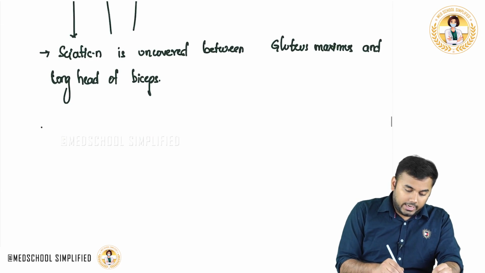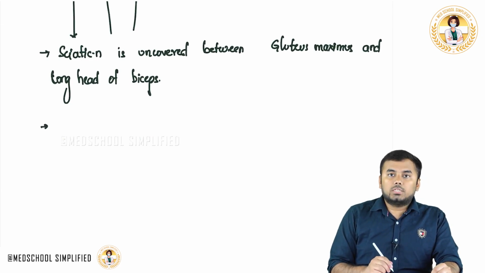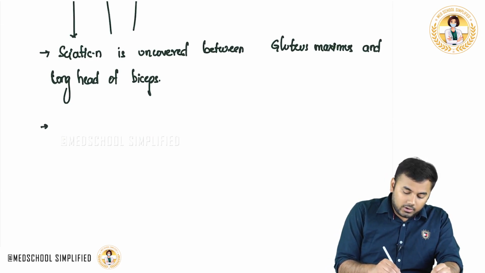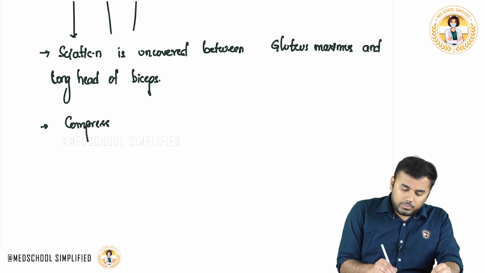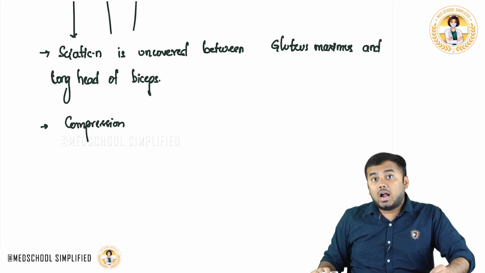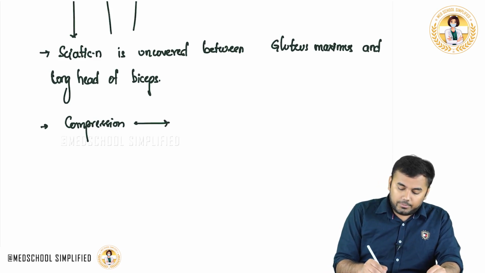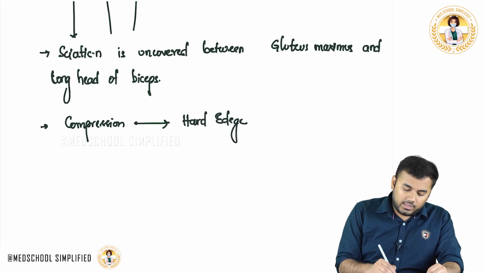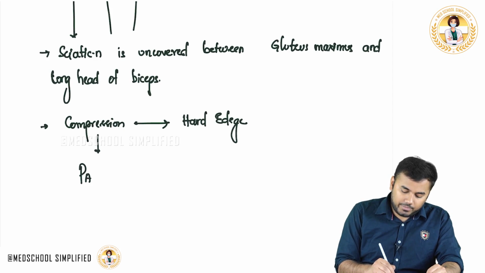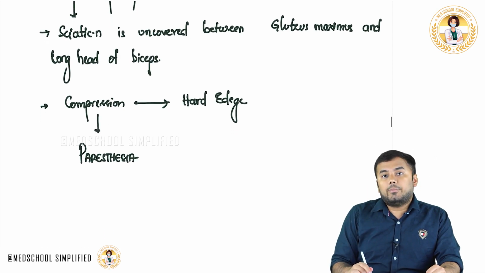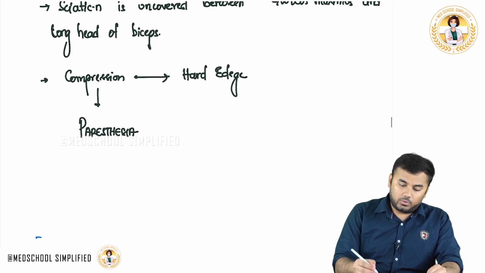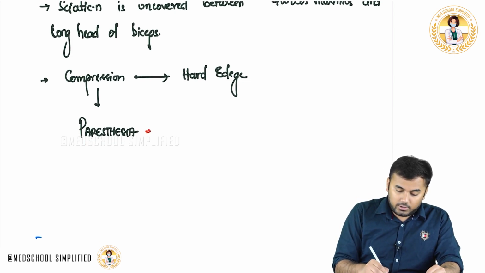So second important thing is that because of this, what is happening? Because of this, the sciatic nerve undergoes compression because of sitting on a hard edge. So this will cause compression. When will it cause compression? Sitting on a hard edge. So when there is compression, what will happen? Patient will have paresthesia. Where will the patient have paresthesia? He will have paresthesia on the posterior side, on the back of the thigh.